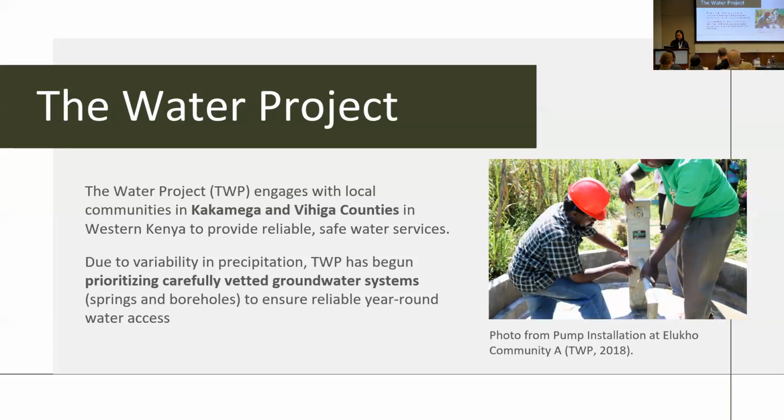This project was initiated by a collaboration with the Water Project organization, who are working in Kakamega and Vihiga counties in Western Kenya, and they're now starting to prioritize carefully vetted groundwater systems to better support sustainability and reliable year-round water access in their region.